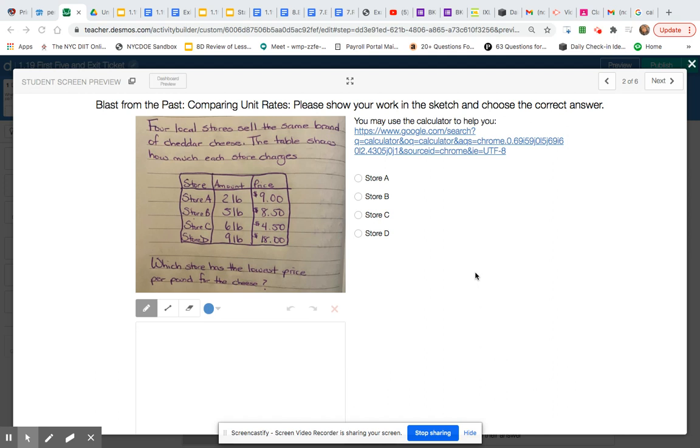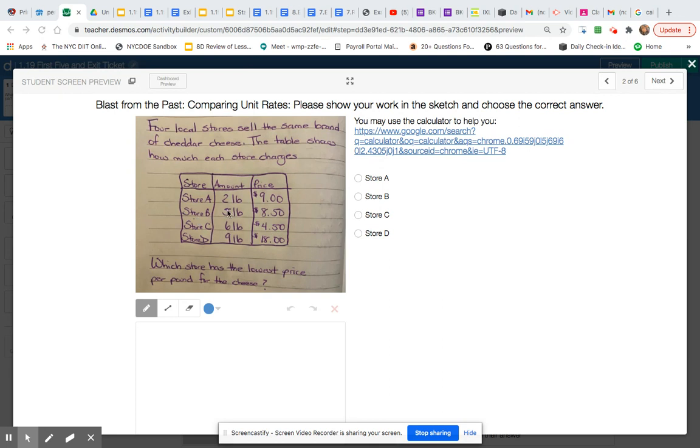Okay, guys, so the question says four local stores sell the same brand of cheddar cheese. The table below shows how much each store charges. So we have store A, store B, store C, store D. So store A, for 2 pounds of cheddar cheese, the price is $9.